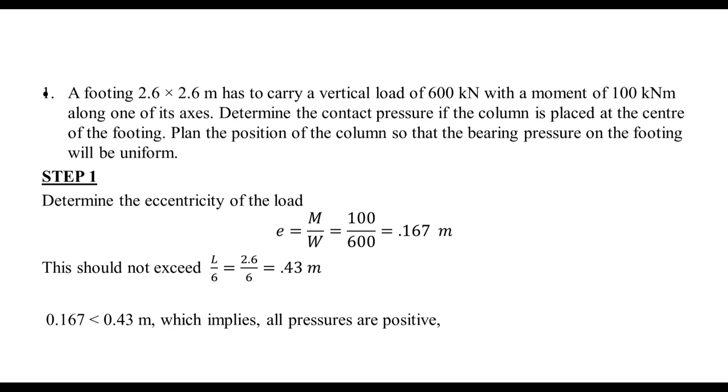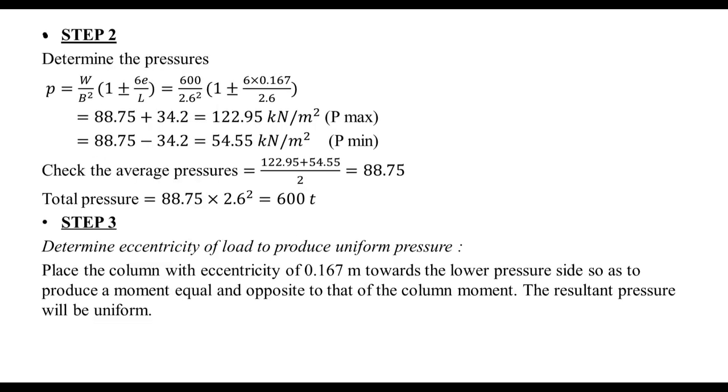Solution. Step number 1. Determine the eccentricity of the load. Eccentricity equation: e equal to M by W. M is 100 kN, W is 600. So, e equal to 0.16 meter. This should not exceed the value of L by 6. L by 6 is 0.43 meter. So, 0.167 is less than 0.43 meter, which implies all pressures are positive.